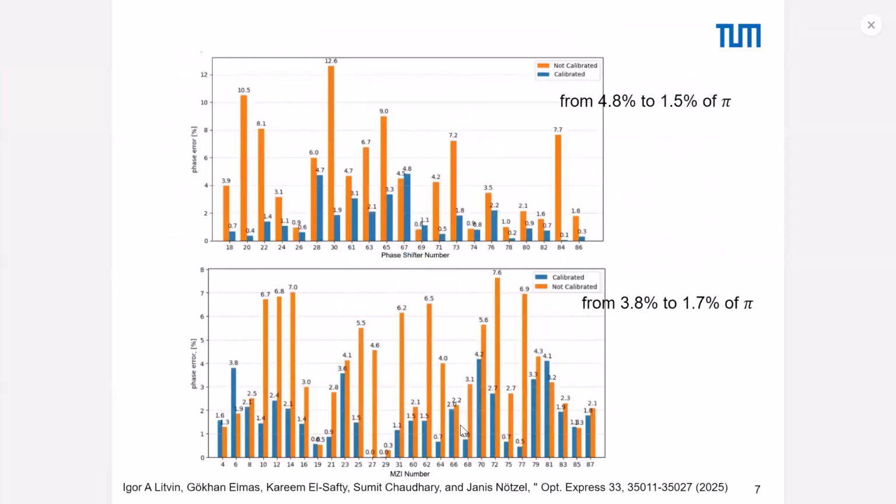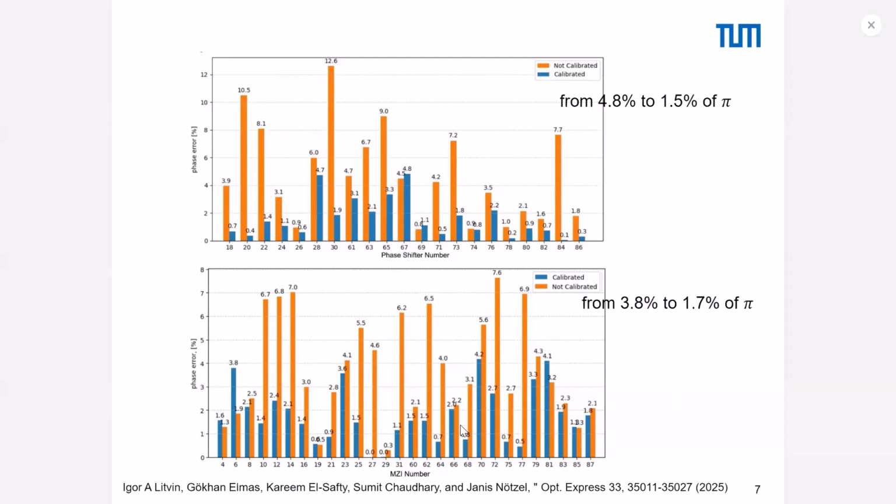So this is the result which we got for recalibration of phase shifters and MZIs for the full photonic processor, 8 by 8. You can see the orange, this is what we had before, and the blue, this is what we got after. On average, we decreased our error about 3 times.